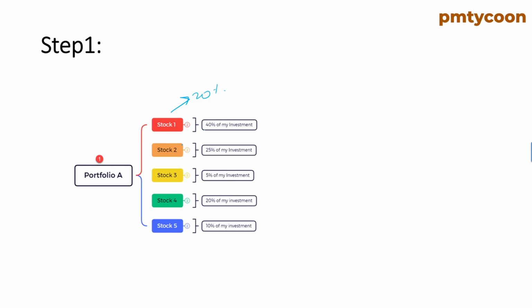If you take this allocation here, we're investing 40% in stock 1, 25% in stock 2, 5% in stock 3, 20% in stock 4, and 10% in stock 5. If I sum all these percentages, it sums up to 100%. So this is the very first step that we need to do. Step 1, break your allocation among the different stocks that you have in your portfolio.